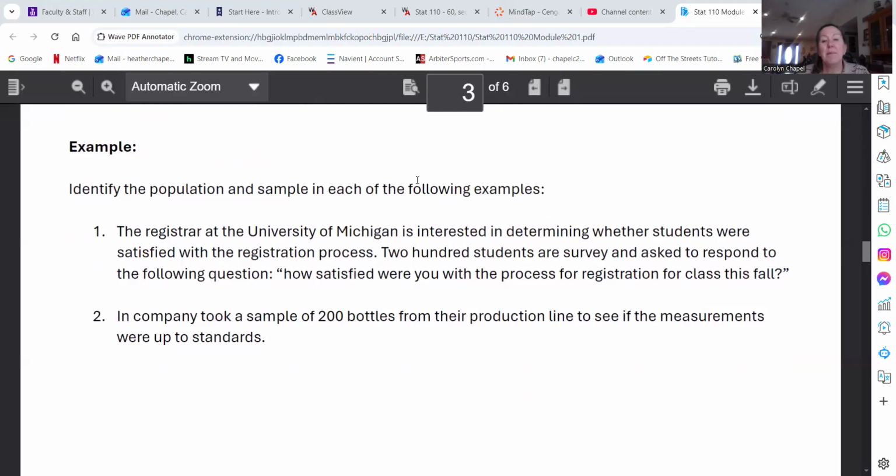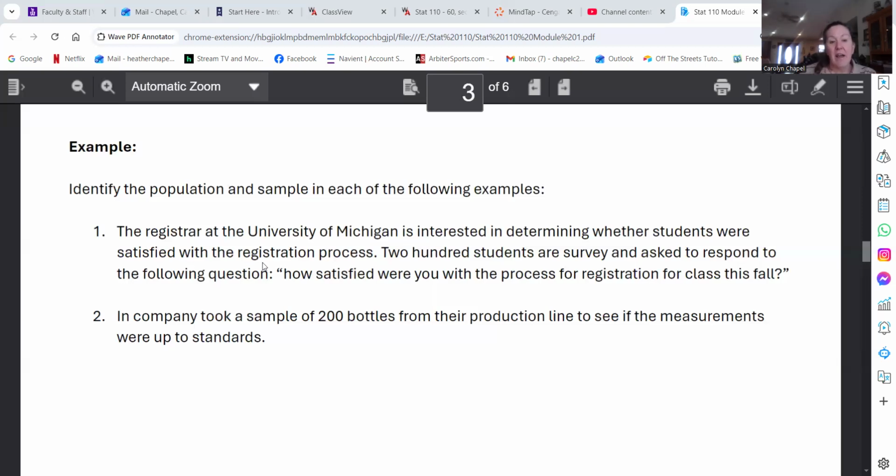Okay. Being able to tell what the population is and what is our sample is kind of an important thing as we progress through statistics, because we want to make sure we can clearly identify who are we talking about as our population, or what are we talking about, and then being able to decide which is our smaller group that we're looking at more closely to get the information from. So I have a couple examples here.